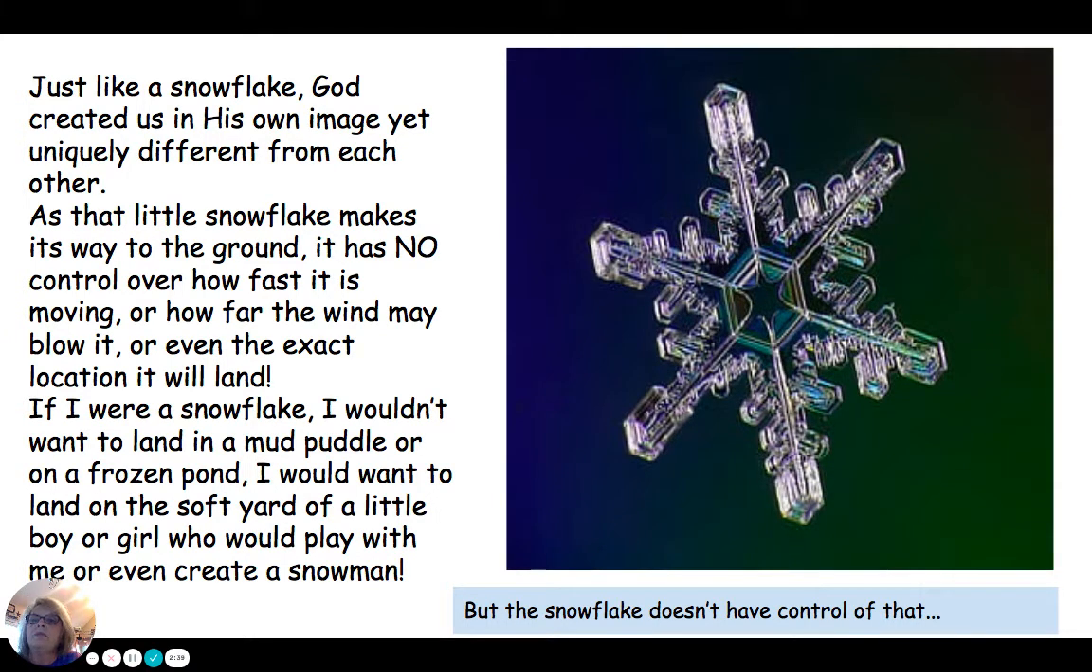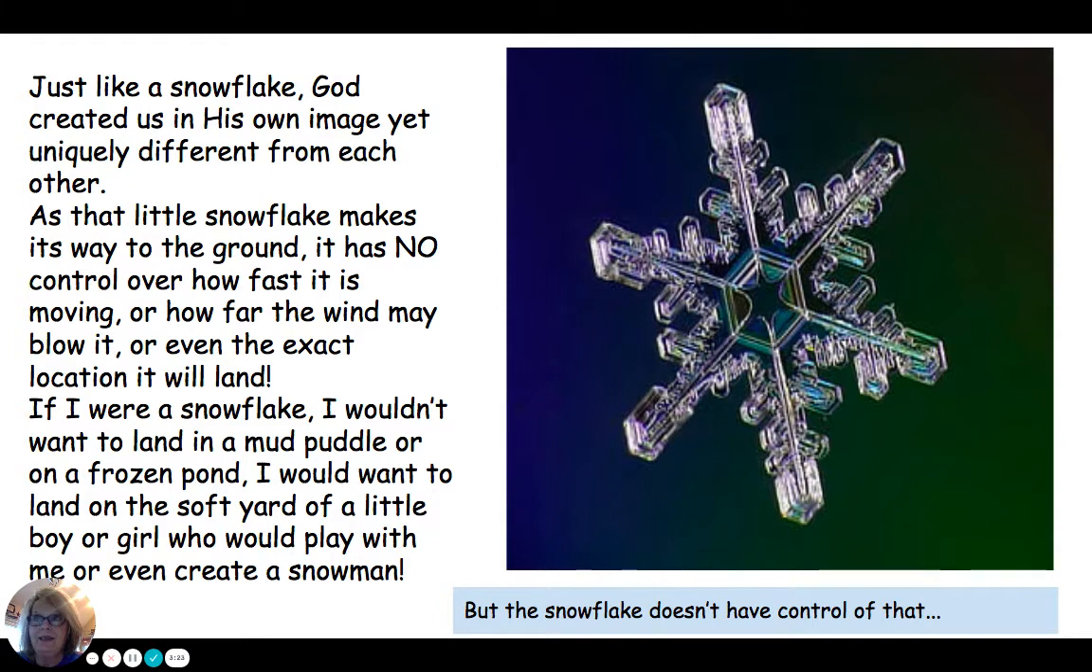As that little snowflake makes its way to the ground, it has no control over how fast it's moving, how far the wind may blow it, or even the exact location where it will land. Think about that little snowflake falling down through the atmosphere with no control over anything. If I were a snowflake, I wouldn't want to land in a mud puddle or on a frozen pond. I would want to land in the soft yard of a little boy or girl who would play with me or even create a snowman with me. But the snowflake doesn't have that control at all. And we don't really have control either.